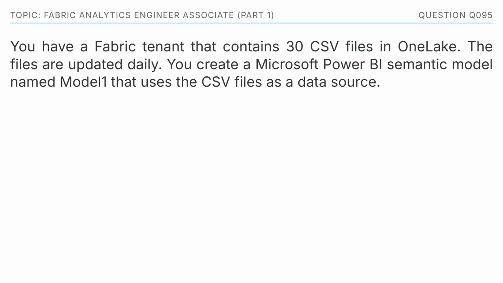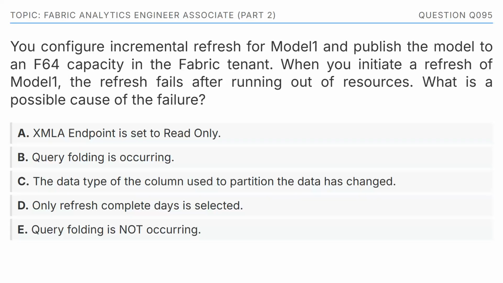You have a Fabric tenant that contains 30 CSV files in OneLake. The files are updated daily. You create a Microsoft Power BI semantic model named Model 1 that uses the CSV files as a data source. You configure incremental refresh for Model 1 and publish the model to an F64 capacity in the Fabric tenant. When you initiate a refresh of Model 1, the refresh fails after running out of resources.